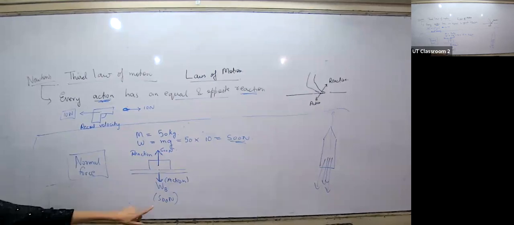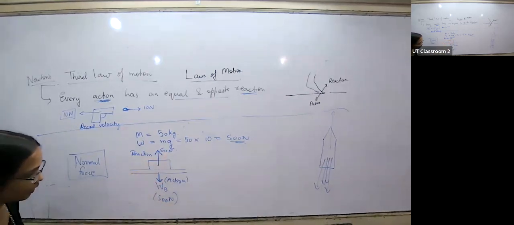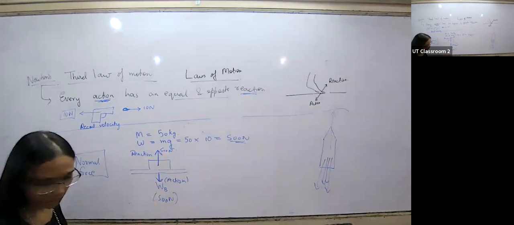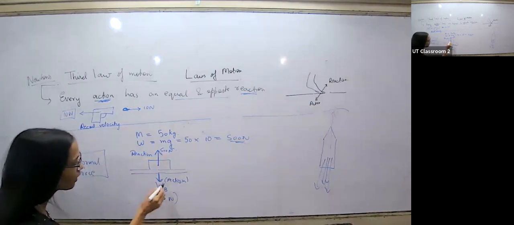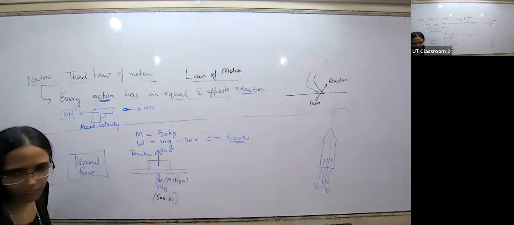What's 500? Say 500. No, this is 5. I'm just saying it's a random number. Don't put it, it's fine. If you're putting 500 above, write 500.